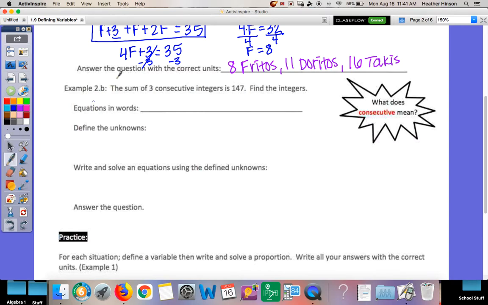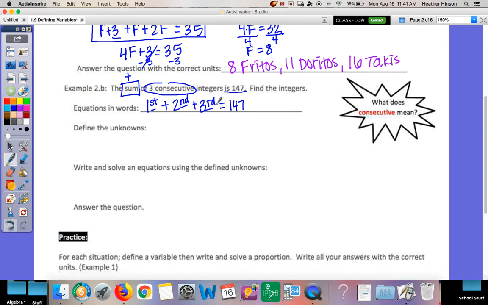So knowing that, if I have 3 of them, it's got to be like 1, 2, 3. And we want the sum. What does the sum mean? Sum means to add. So I'm going to add those 3 numbers up. So my equation in words, I'm going to have my first integer, I'm going to add my second integer, then I'm going to add my third integer. And all of that equals 147.